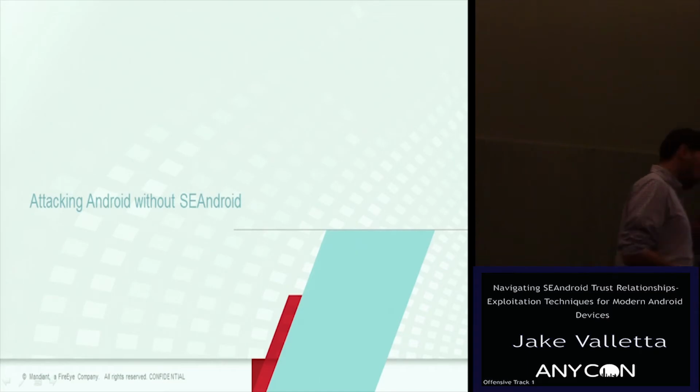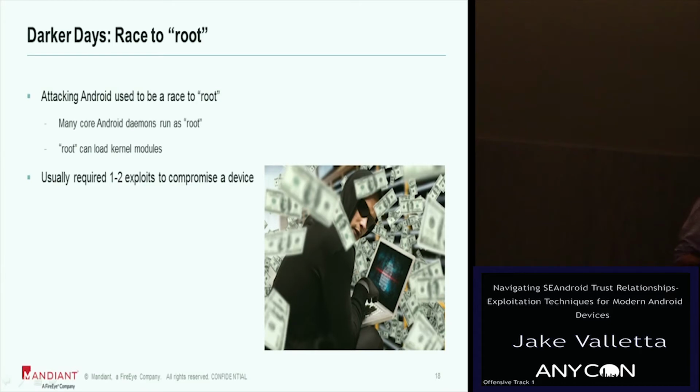So let's look at what it looked like before. And I have a couple of case studies here that I think illustrate sort of the shortcomings of Android. So it used to be, as I've kind of mentioned a couple times now, a race to root. Right? It was as soon as you got root code execution, the game was over, and you just would root the phone, install a rootkit, do what you wanted to. And in my experience, this is 1 to 2 exploits. Right? We're not looking at anything crazy, especially in the early days.